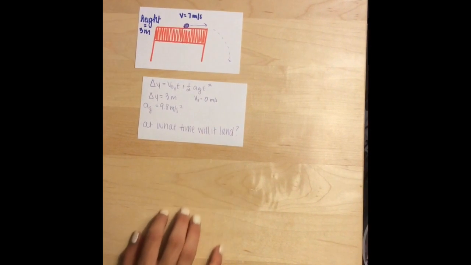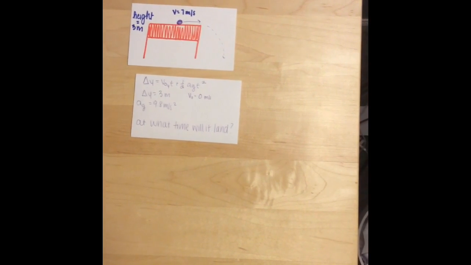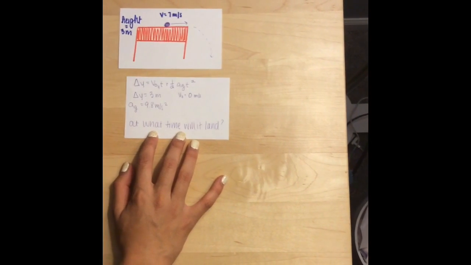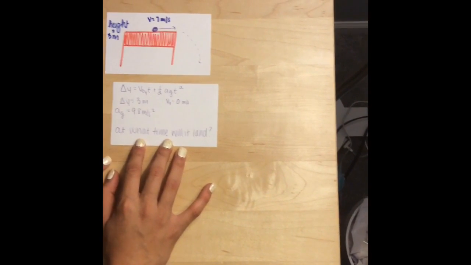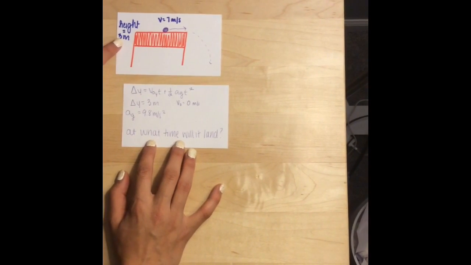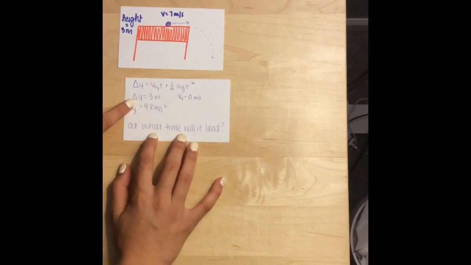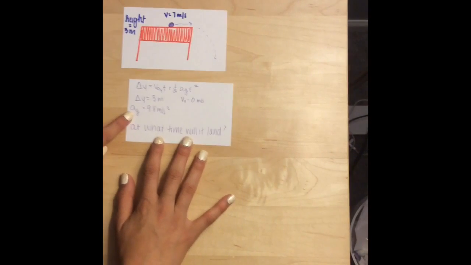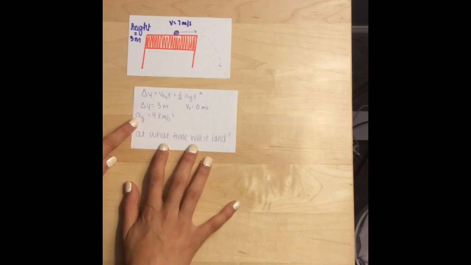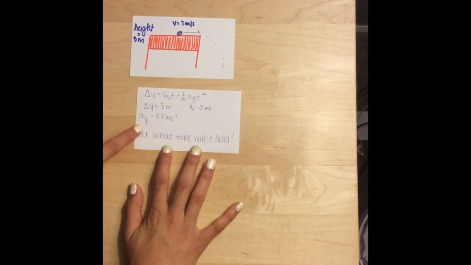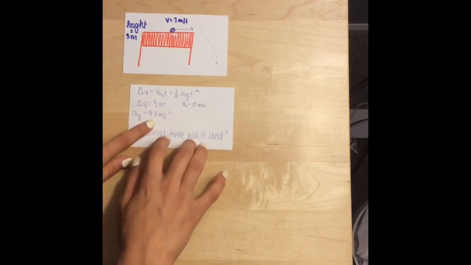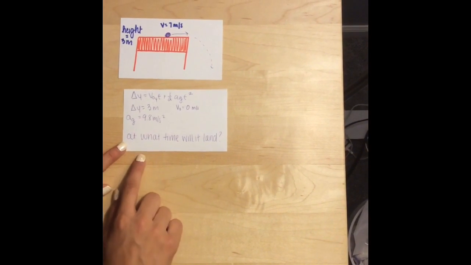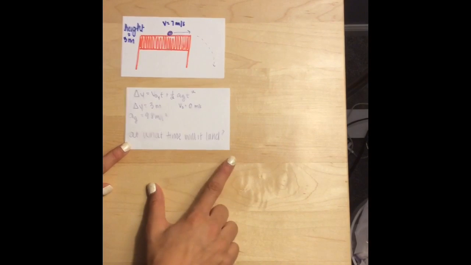Delta y equals the initial vertical velocity times time plus 1/2 the acceleration due to gravity times time squared. We know that our height is 3 meters, and therefore our delta y, or our change in the vertical distance, is 3 meters. We know that the standard number for acceleration due to gravity is 9.8 meters per second squared. And like I said earlier, our initial velocity is 0 meters per second. So, at what time will it land?